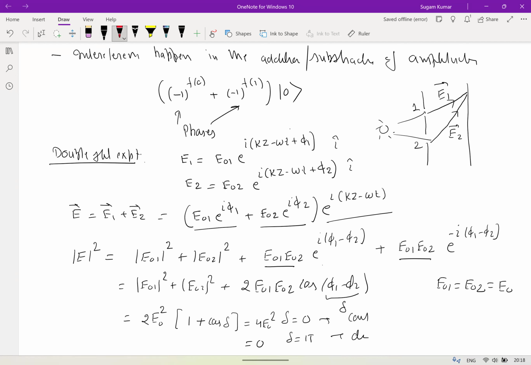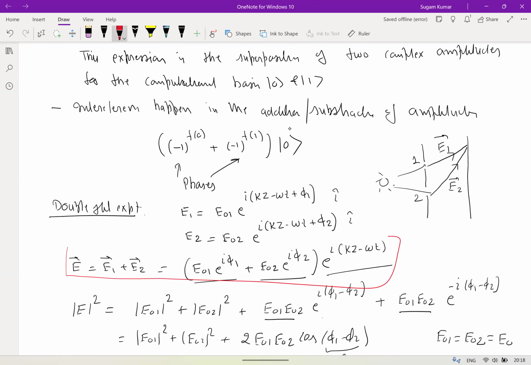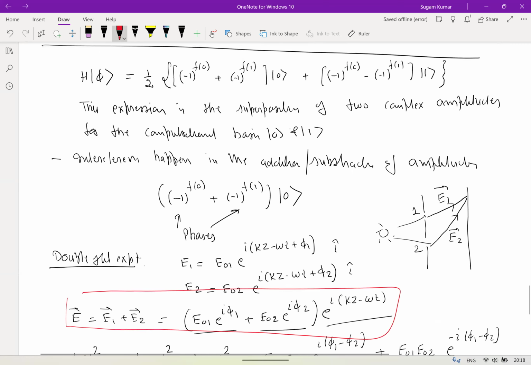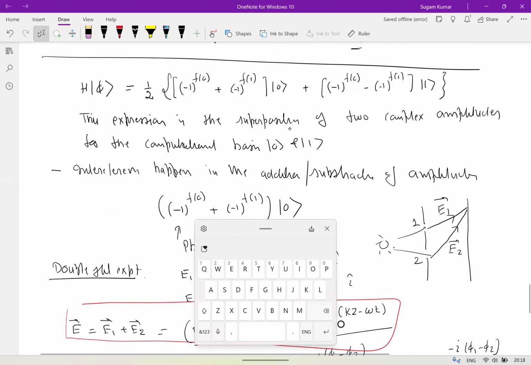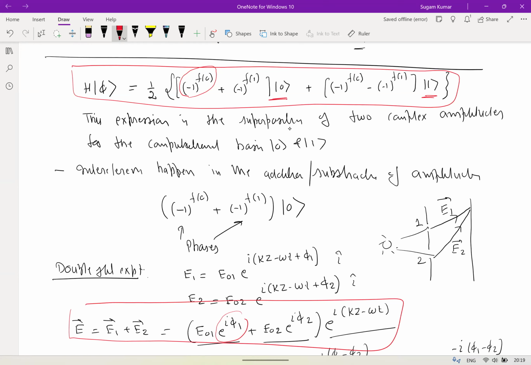But my idea here is just for you to look at this equation and then look at this equation. This will tell you that this e power i phi and minus 1 power f0, this is the phase factor. This is the interference of the two results. Which results? 0 and 1.